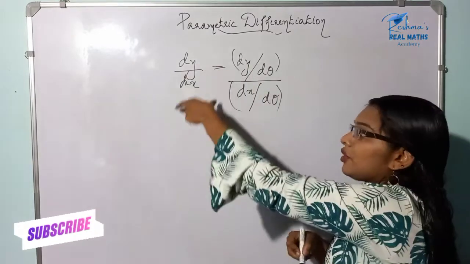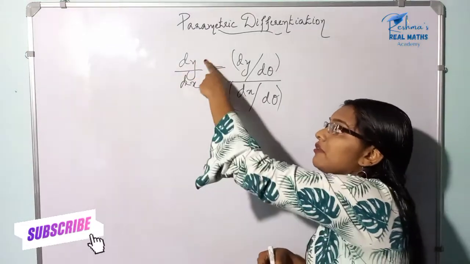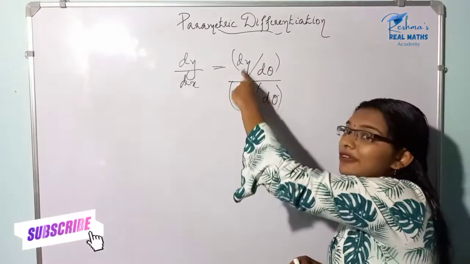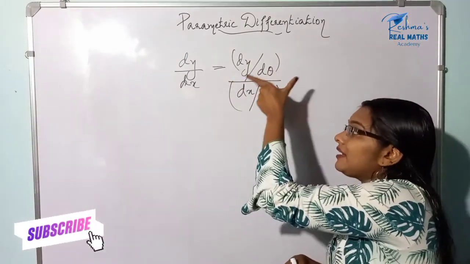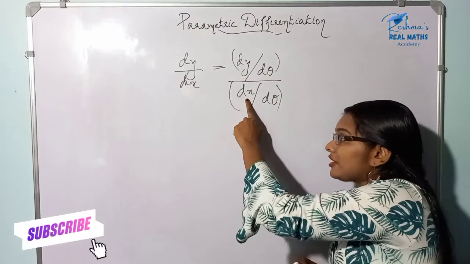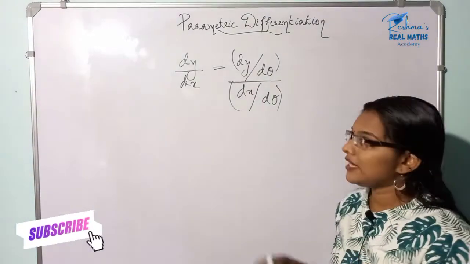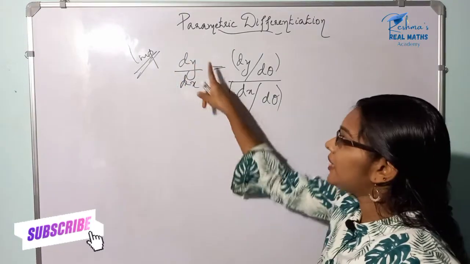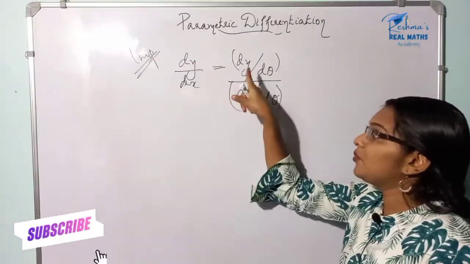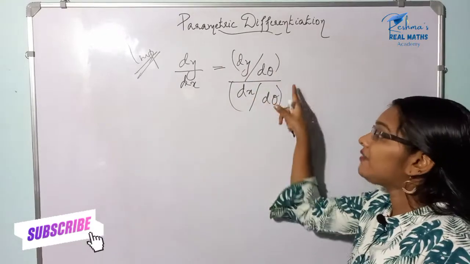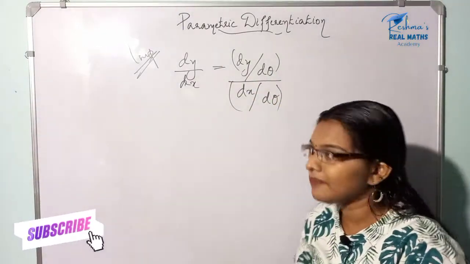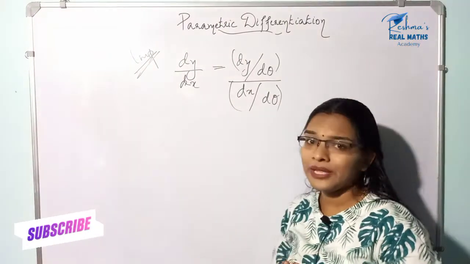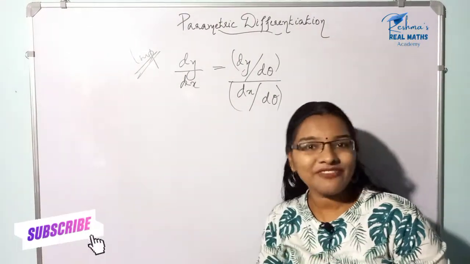Understood? That is, in order to find the differential or derivative of y with respect to x, first you have to differentiate y with respect to theta and then the whole divided by differential of x with respect to theta. So this is a very important formula. You have to note it down. dy by dx is equal to dy by d theta divided by dx by d theta. So this will be clear when we do some more problems. Okay, so we'll move on to the examples of parametric differentiation.